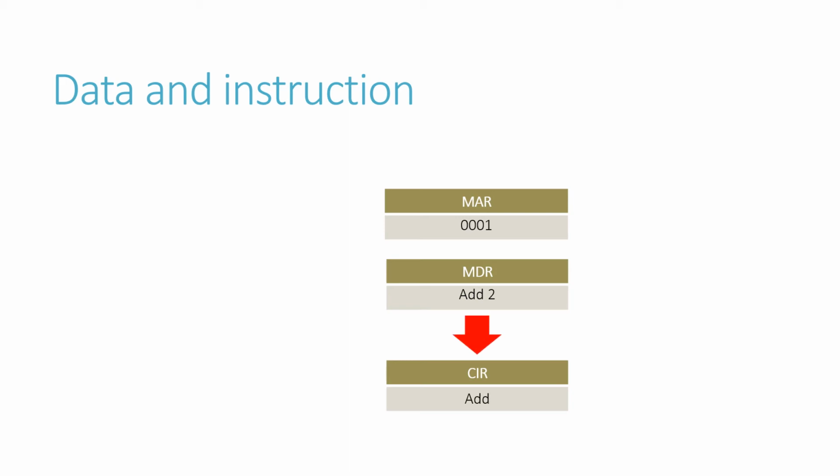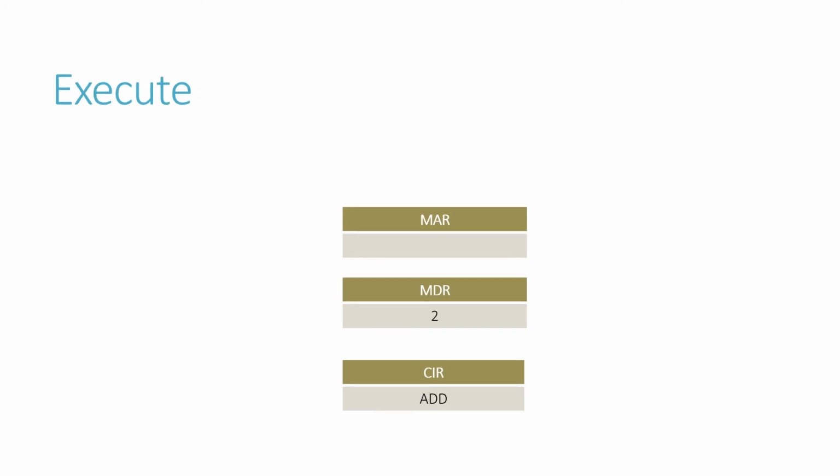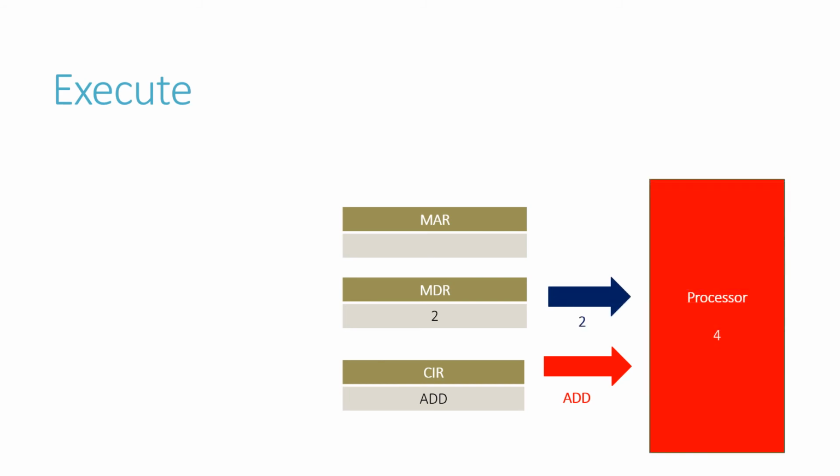The instruction part of the signal is split off from the data and sent to the current instruction register. The computer is now ready to execute the instruction. The instruction to add and the data value that has to be added are sent to the processor. Let's say the processor is already storing the number 4. It will add 2 to the current value and get the new result 6.